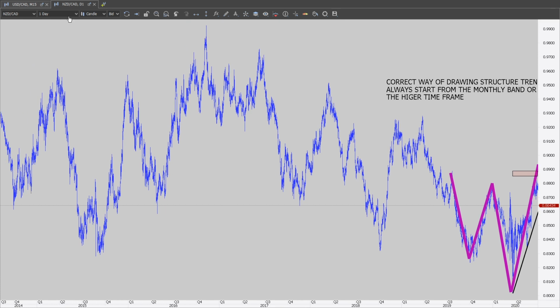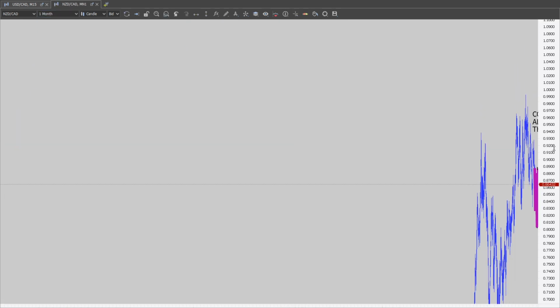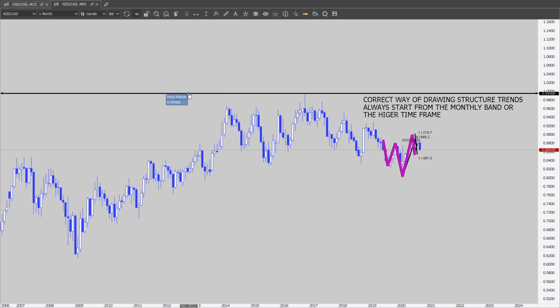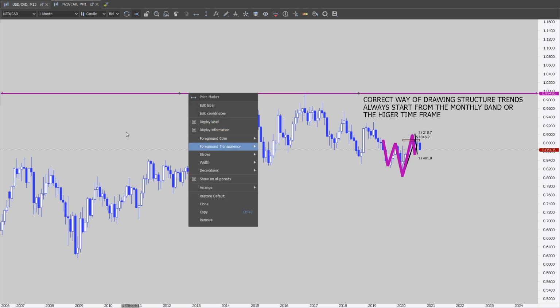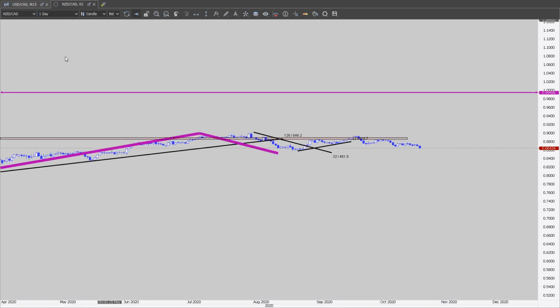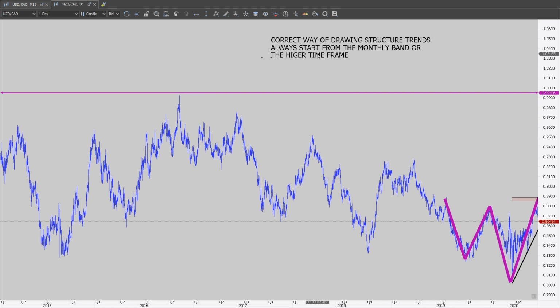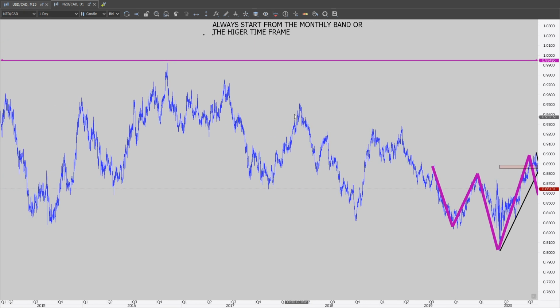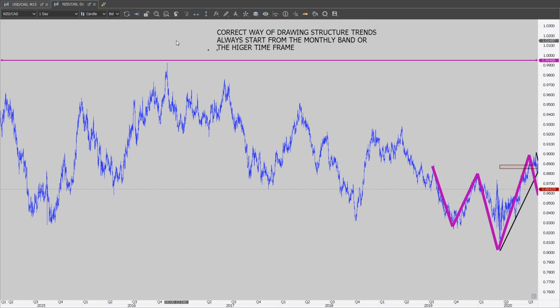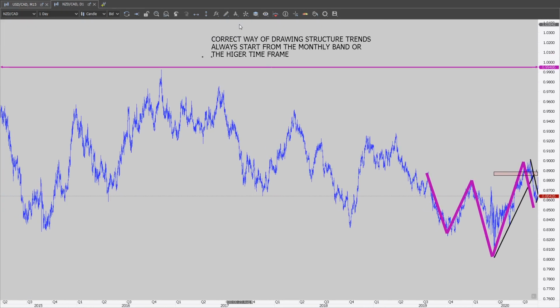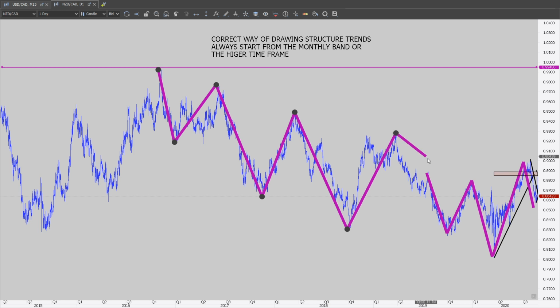So NZD-CAD monthly chart, just an example. NZD-CAD monthly chart. Now this is the upper band here. Let's make it in violet. Let's go back to the daily chart. So the correct way is starting from the monthly band. Remember, this is the daily chart, okay? Don't mix apples with bananas. This is the daily chart. So starting from the monthly band, extension, retracement, extension, retracement, extension, retracement, extension.